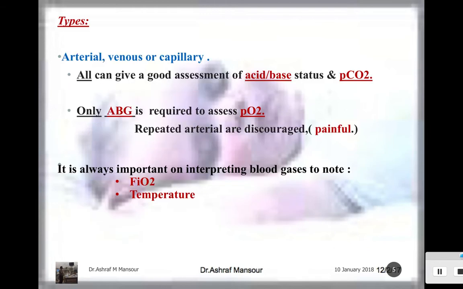So for the type of blood gases, the arterial, venous, and capillary can all give us the assessment of the acid-base balance, the CO2 and the other factors. But if you are looking for the oxygenation, the PO2, ABG is required. But take care that it is very painful when you are puncturing the artery, so don't repeat it more than 2 times.